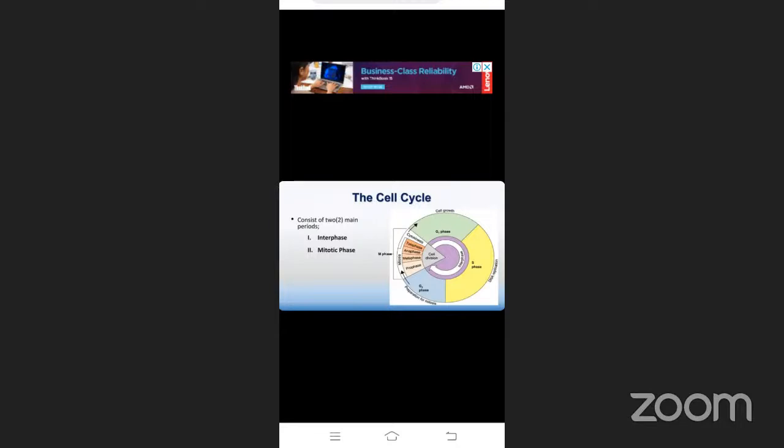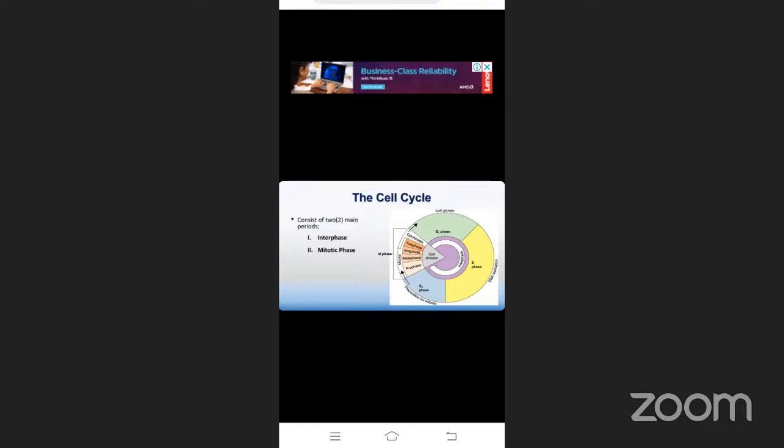Therefore, this phase is known as the preparatory phase. Preparatory means initial phase, getting ready for division. That's why all the requirements are accumulated in the nucleus and cytoplasm. All the requirements means proteins, enzymes, and other biological compounds are accumulated in the cell. So that's why we call interphase the preparatory phase.